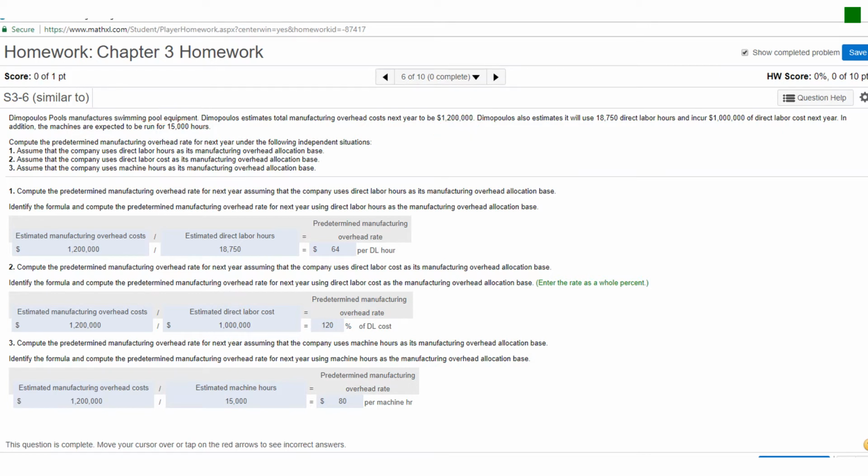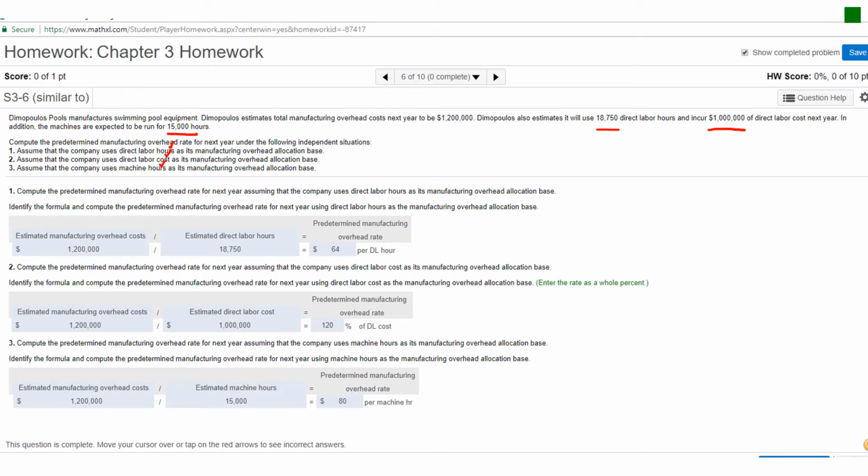It says they have also estimated that it will use 18,750 direct labor hours, $1 million of direct labor cost, and the machines that they're going to use are going to run 15,000 hours. So they've given you three different possible allocation bases. Under the requirements, number 1, they want you to use direct labor hours, number 2, direct labor cost, and number 3, machine hours as the base.